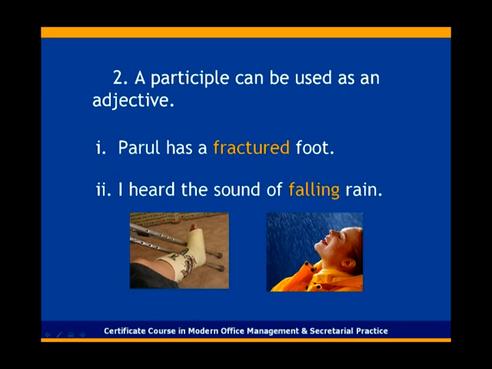I heard the sound of falling rain. Now you answer this one yourself. What kind of rain? Yes, falling rain. Do you now understand why it acts as an adjective here?